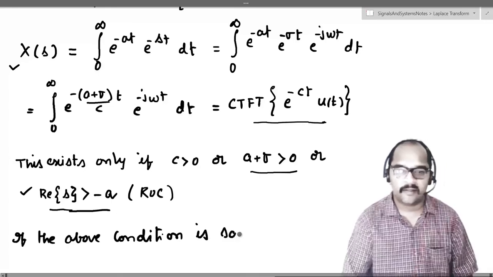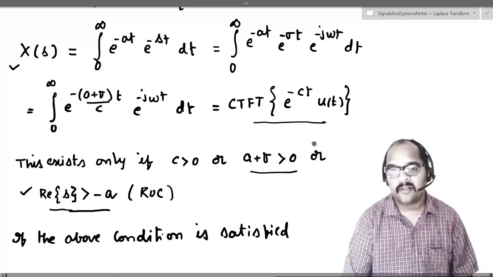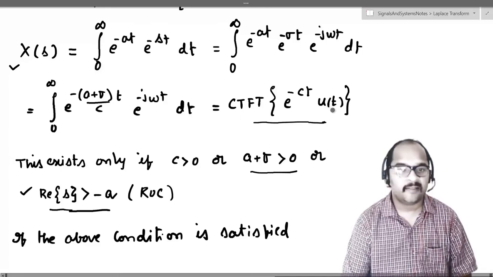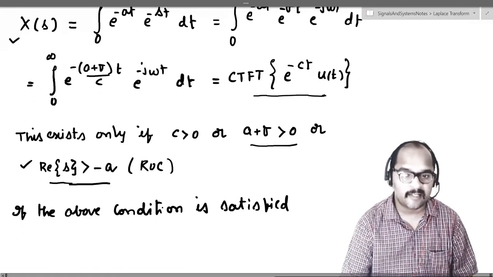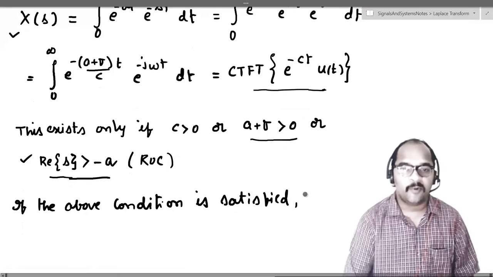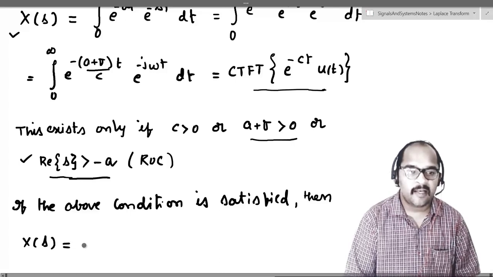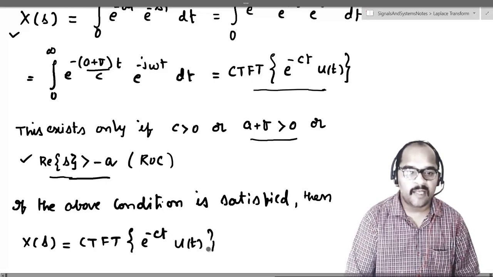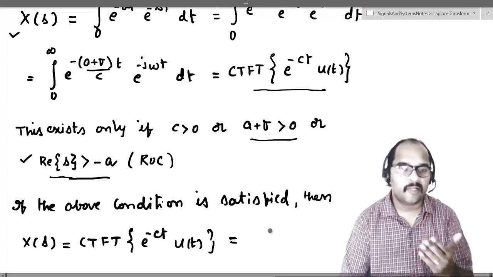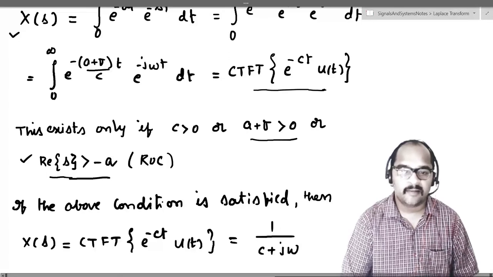If the above condition is satisfied, what will happen? CTFT of e power minus ct u of t exists, which implies X of s exists. If the above condition is satisfied, then what is X of s? X of s is nothing but CTFT of e power minus ct u of t, which is the Fourier transform of e power minus ct u of t. It is 1 by c plus j omega.